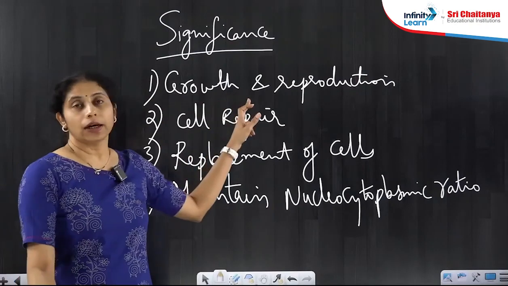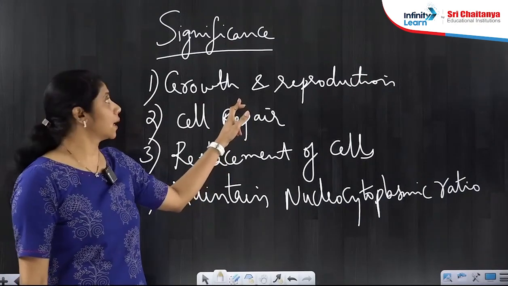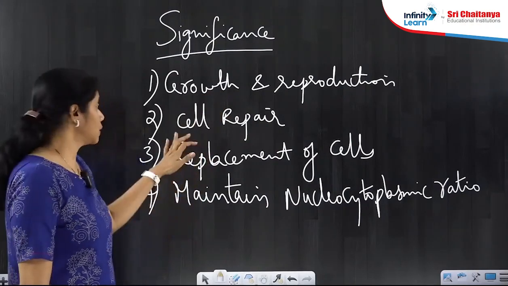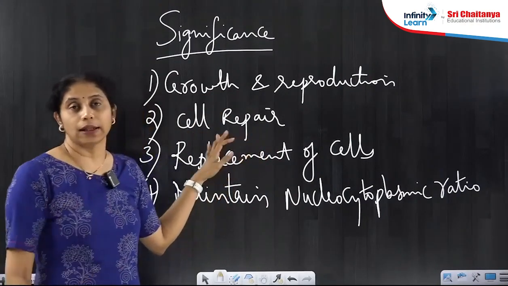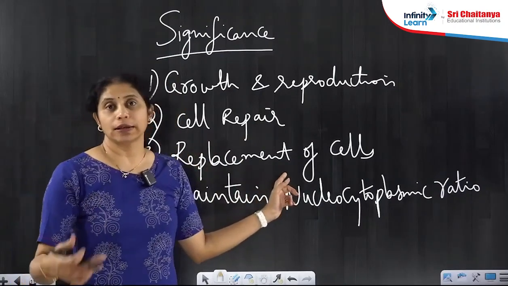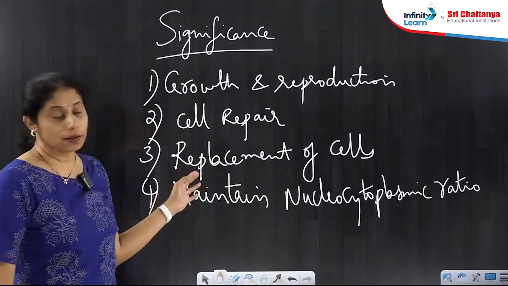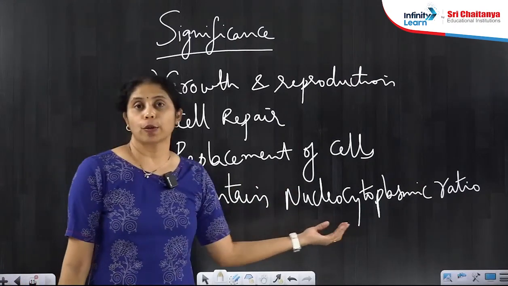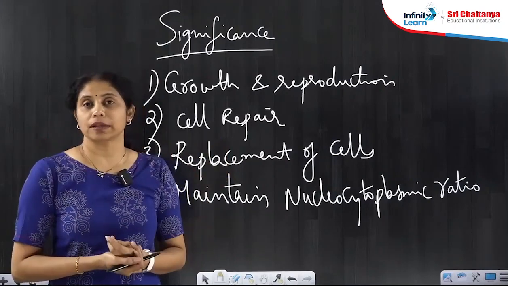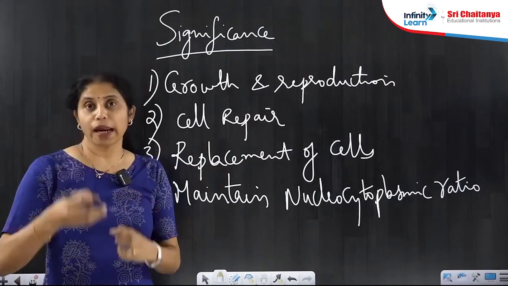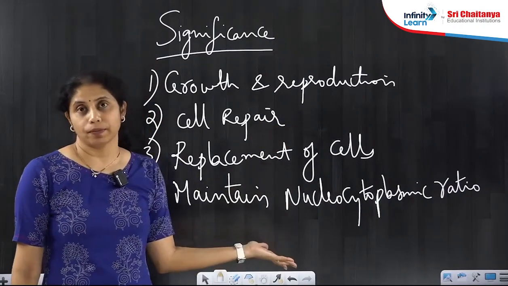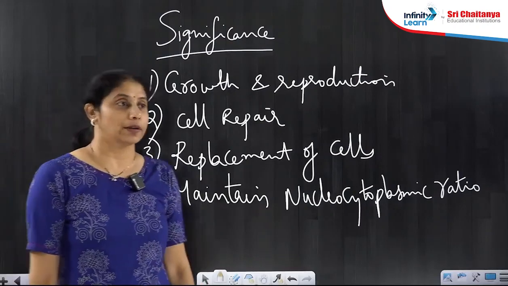Growth and reproduction in unicellular organisms occur by mitosis. Only growth in multicellular organisms is caused by mitosis. Cell repair, any damaged cells are repaired by mitosis. Then replacement of old cells, dead cells, that is also done by mitosis. Then maintenance of nucleocytoplasmic ratio. When a cell is growing, it will have more nucleoplasm and cytoplasm. So, in order to maintain that nucleocytoplasmic ratio also, mitosis will happen. That is the significance of mitosis.